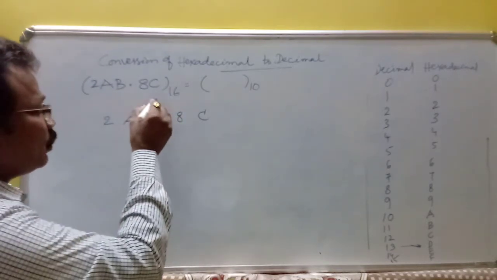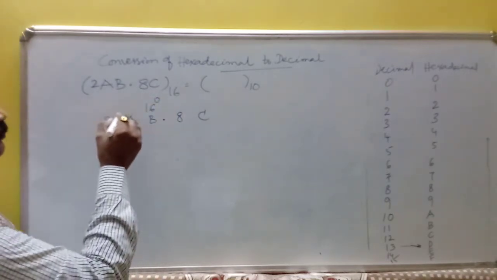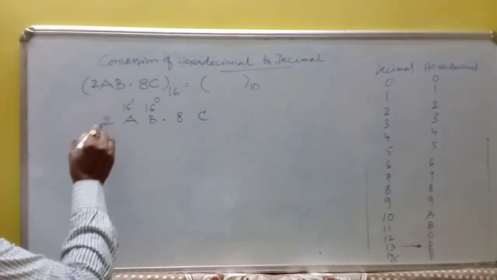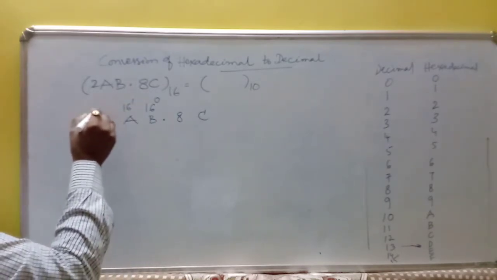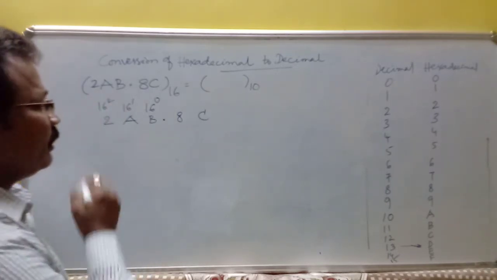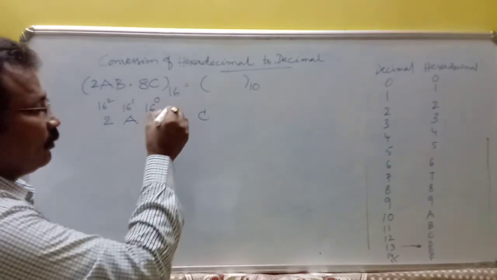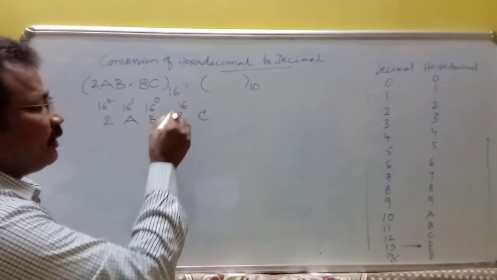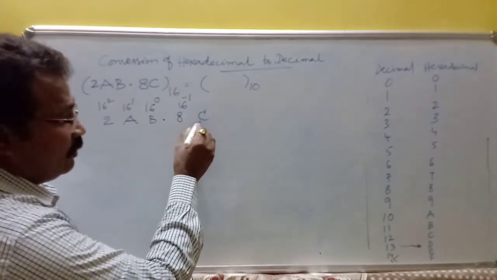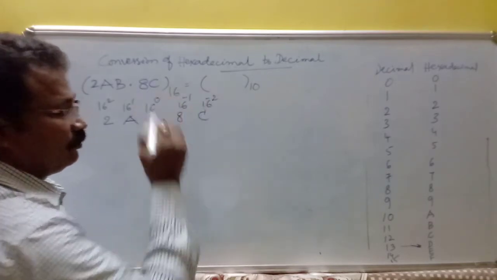For this digit the position is 0, so 16 to the power of 0. For the next digit, 16 to the power of 1. For this digit, the positional weight is 16 to the power of 2. For the fractional part, the positional weights are 16 to the power of -1 and 16 to the power of -2.